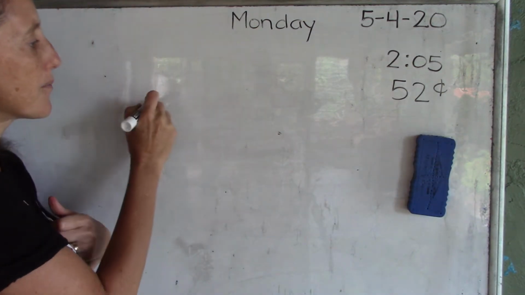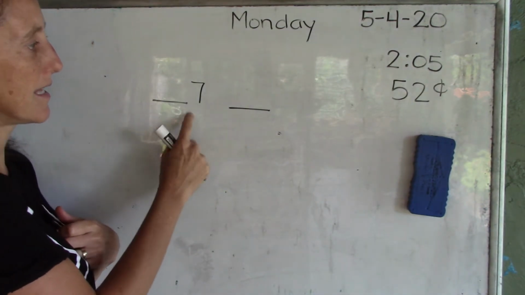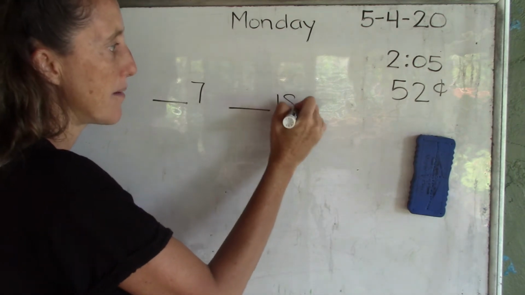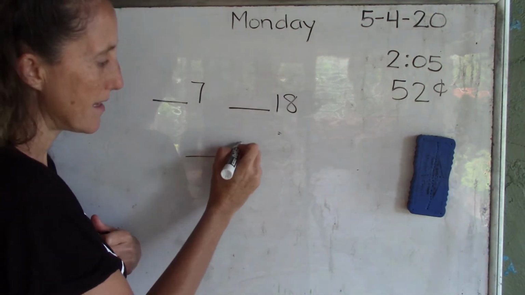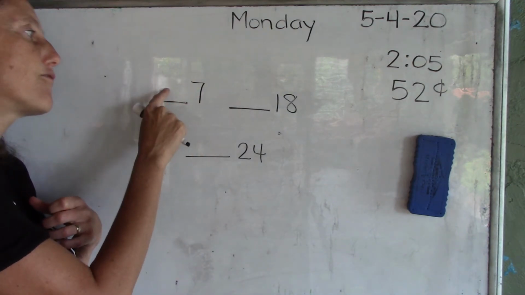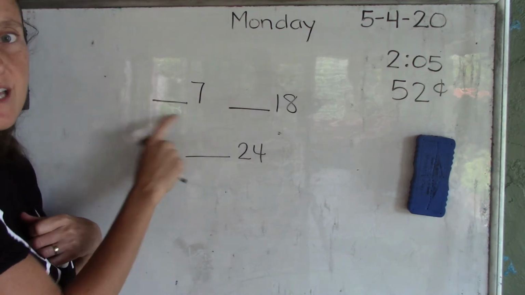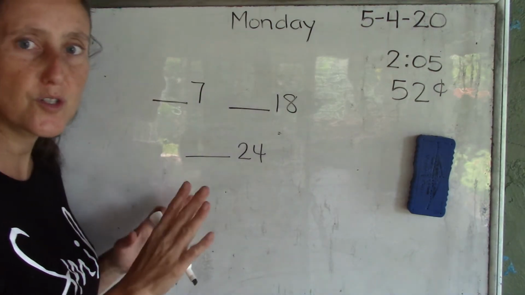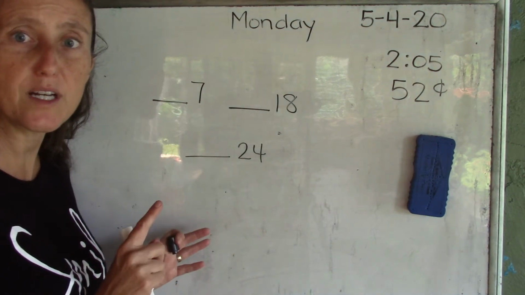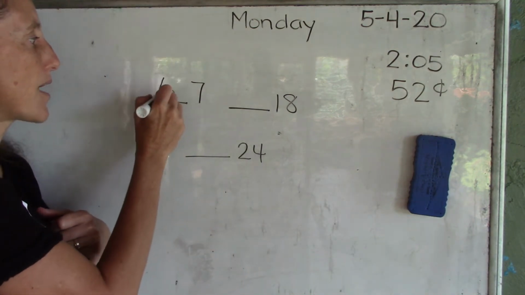Okay, now before we saw numbers that had the number here and then a line, but now I'm doing a line and then a number, a line and then a number, right? And all they're asking you to do is to write the number that comes right before this number. So what number comes right before 7 if you're counting? 1, 2, 3, 4, 5, 6, 7. Oh, what did I just say before 7? 6, right? So 6 comes right before 7.